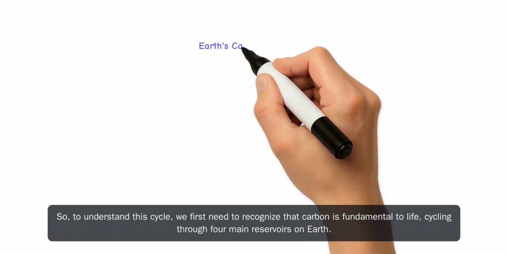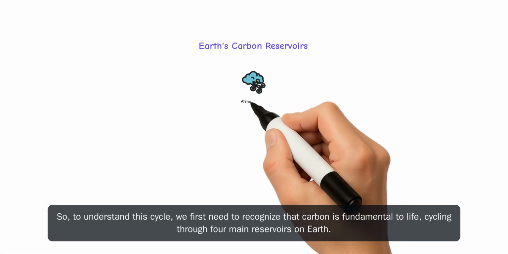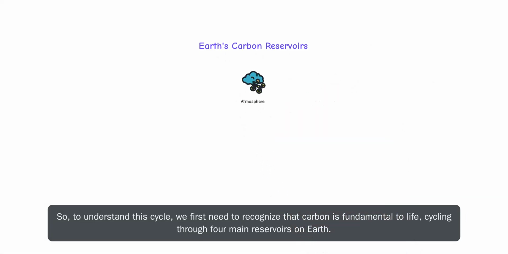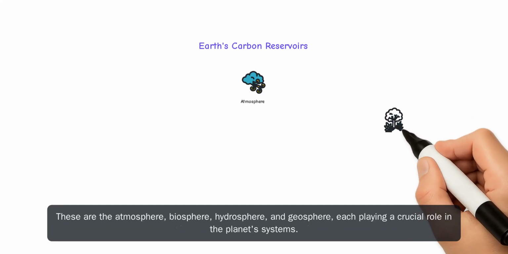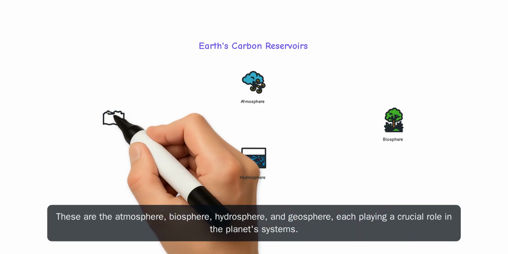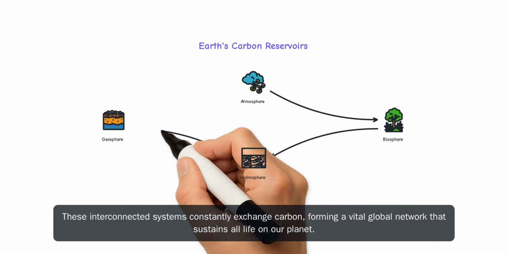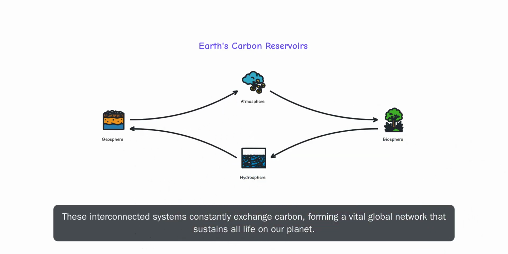So, to understand this cycle, we first need to recognize that carbon is fundamental to life, cycling through four main reservoirs on Earth. These are the atmosphere, biosphere, hydrosphere, and geosphere, each playing a crucial role in the planet's systems. These interconnected systems constantly exchange carbon, forming a vital global network that sustains all life on our planet.